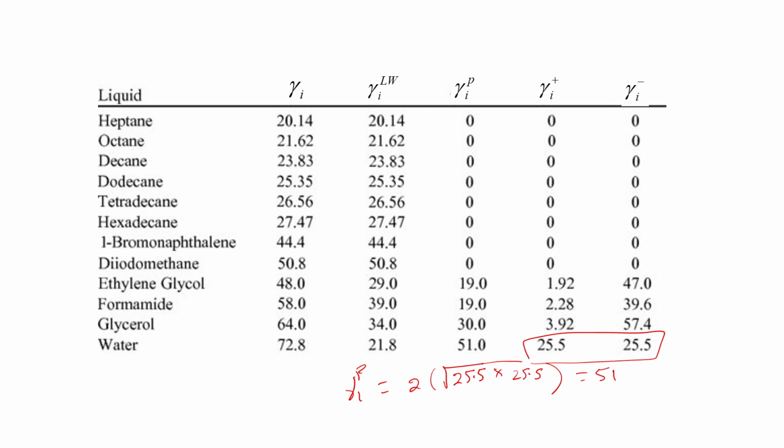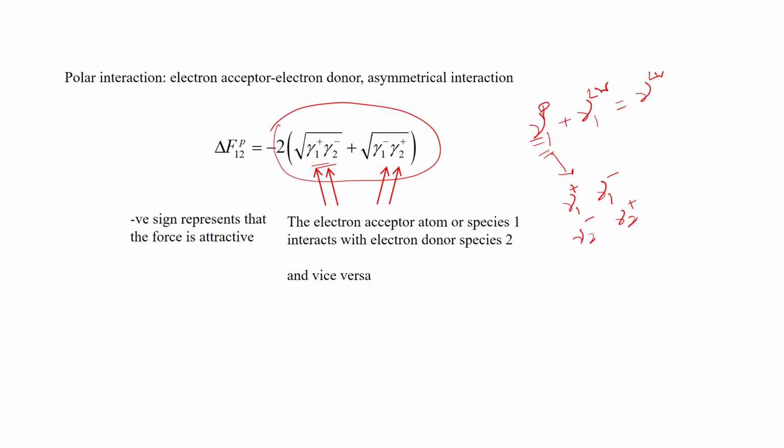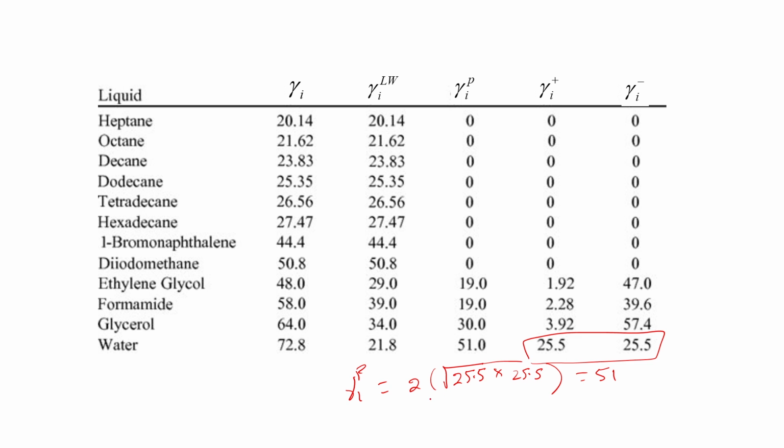For a pure component, you take only one of these, because that is what you have. So gamma 1 P will be 2 into the square root of the product of gamma 1 plus and gamma 1 minus, and the total polar component comes out to be 51 millijoule per meter square. These quantities are all in millijoule per meter square. Similarly, for ethylene glycol, you multiply 1.92 into 47, take the square root, and multiply by 2, and you will get about 19. That is the way the polar component of the surface energy is estimated.